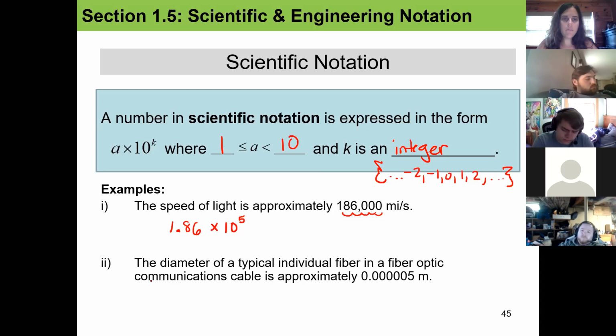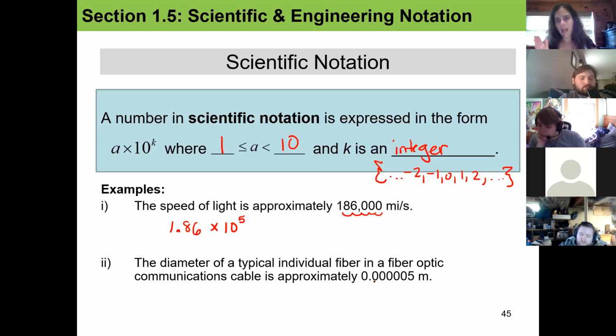All right, so moving on to the next example. The diameter of a typical individual fiber in a fiber optic communications cable is approximately 0.000005 meters. That's really small. And so we're going to write that in scientific notation as well.